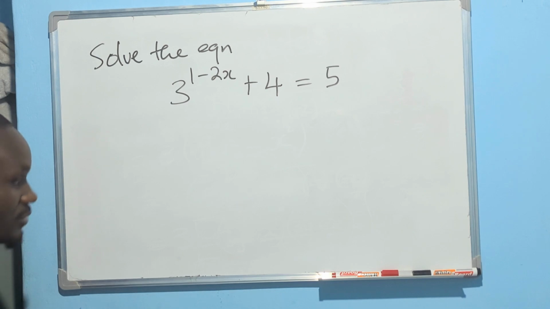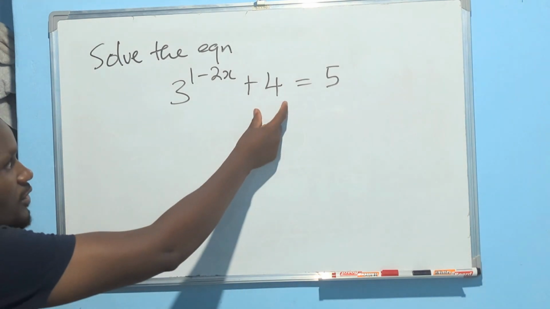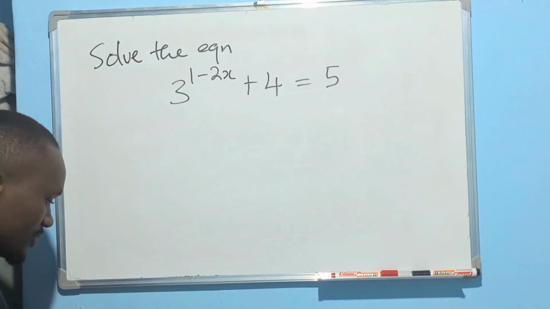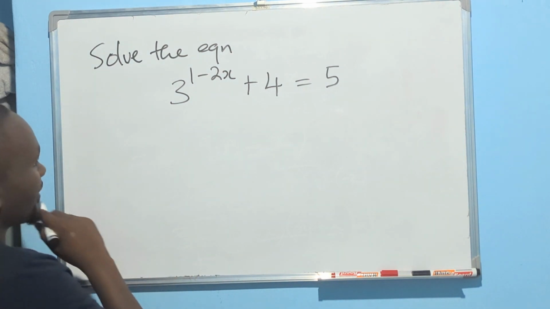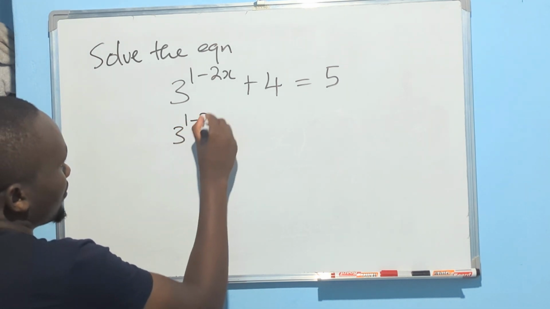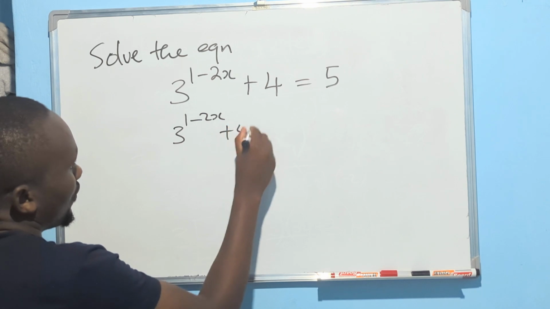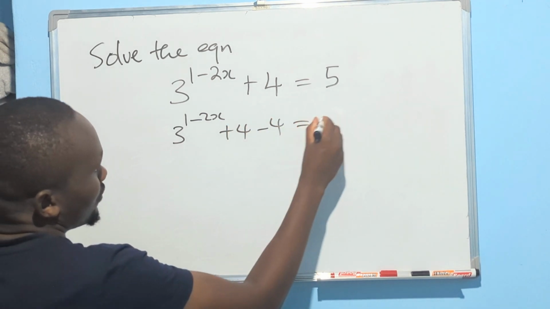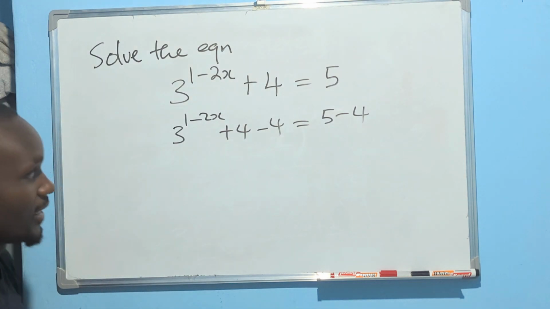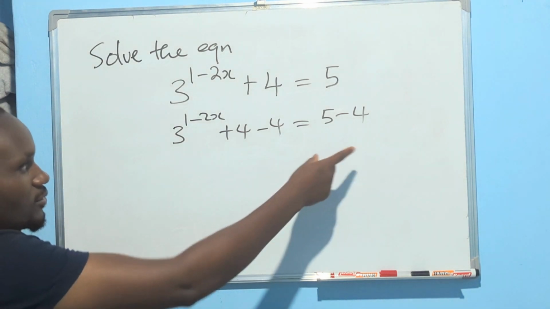Okay, so what we need to do first is to move this 4 to the other side, or introduce the additive inverse. So we're going to rewrite this: 3^(1 minus 2x) plus 4 minus 4 equals 5 minus 4. What I've done here is basically introduce the additive inverse of 4.